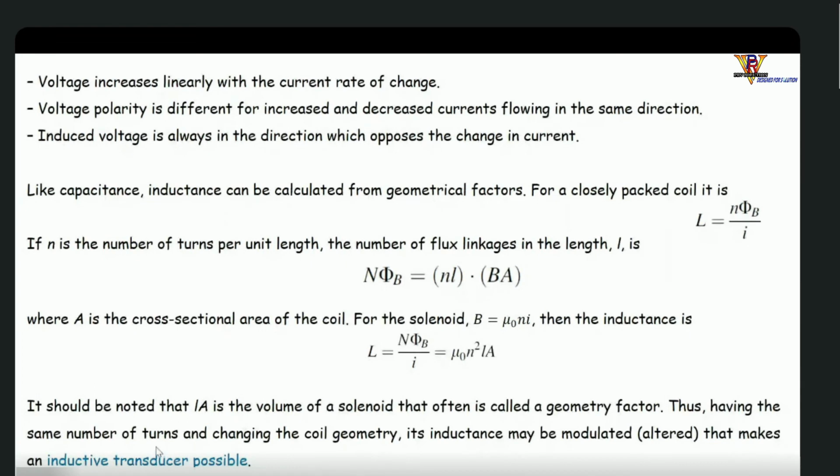Thus, having the same number of turns and changing the coil geometry, its inductance may be altered, which makes an inductive transducer possible. So here the geometry is l A. If we change either A or l, we can get different values of inductance. So based on that, we can design a sensor that could sense L.